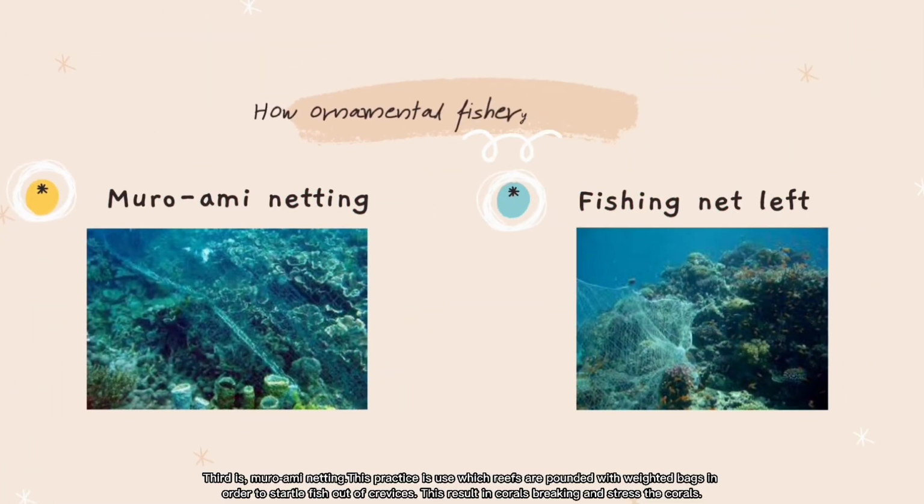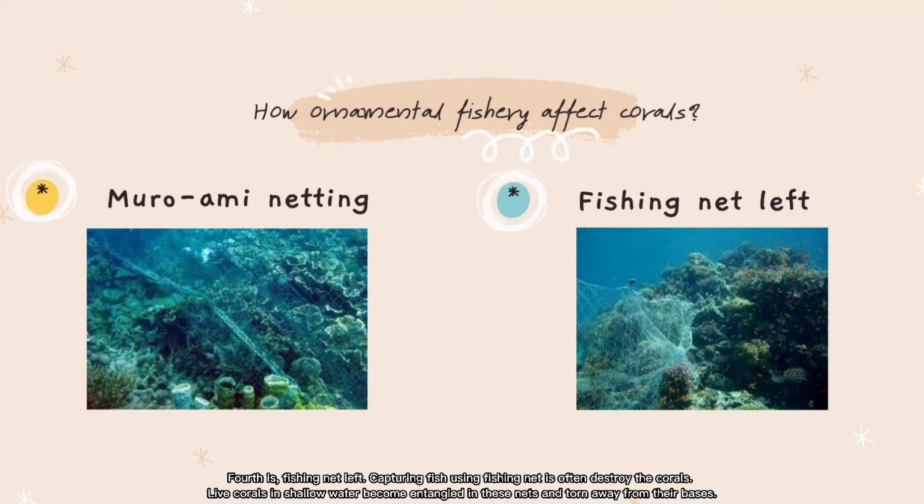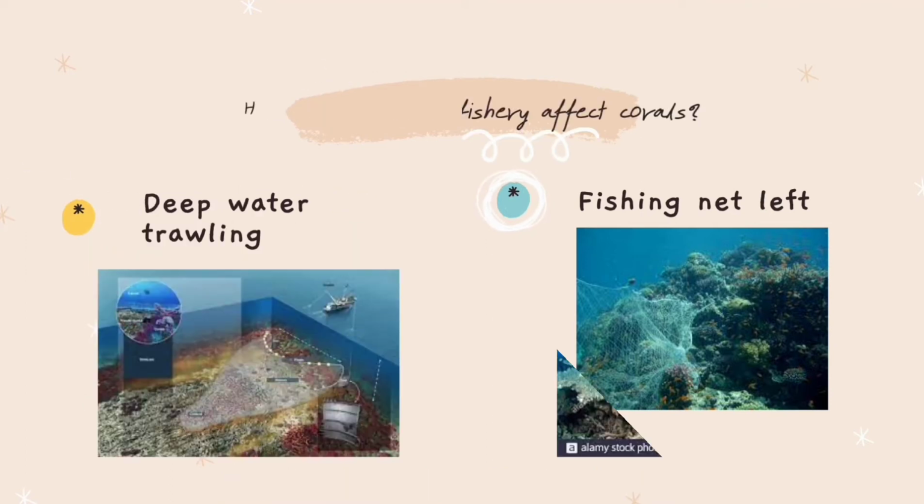Third is muro-ami netting. This practice is used where reefs are pounded with weighted bags in order to startle fish out of crevices. This results in corals breaking and being stressed. Fourth is fishing nets left behind. Capturing fish using fishing nets often destroys the corals. Live corals in shallow water become entangled in these nets and are torn away from their bases.